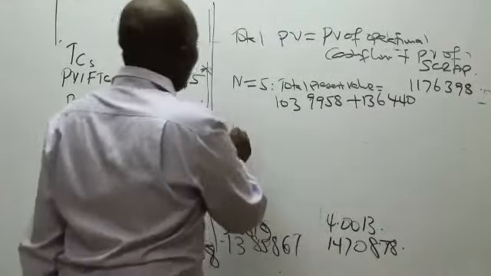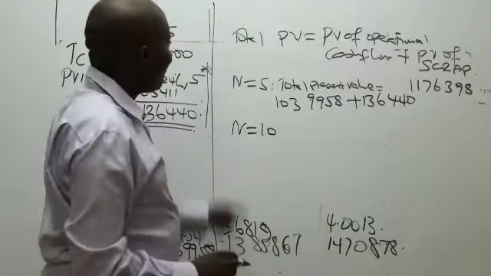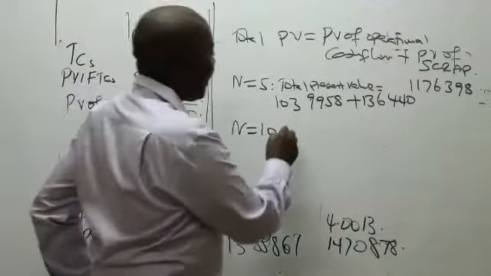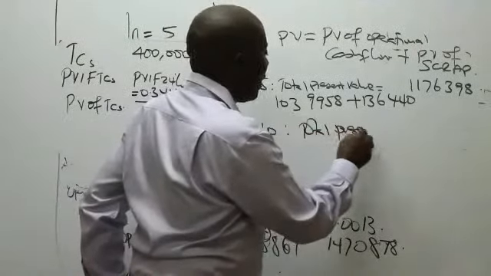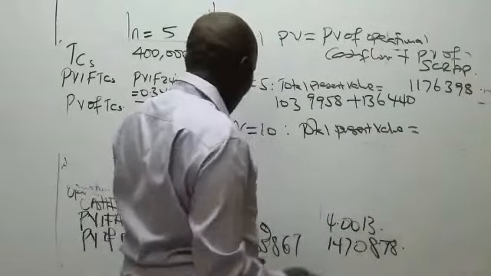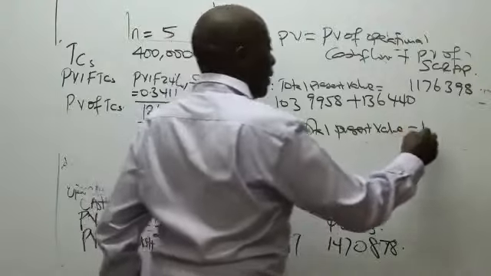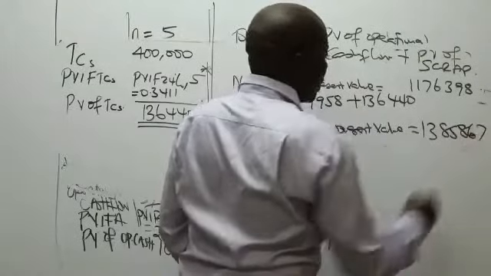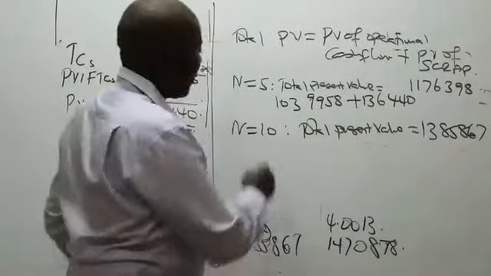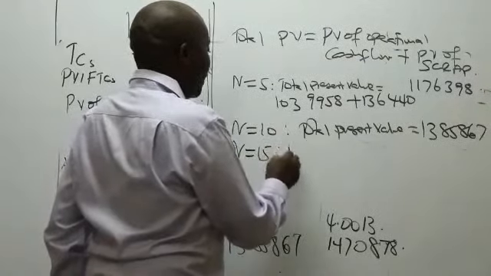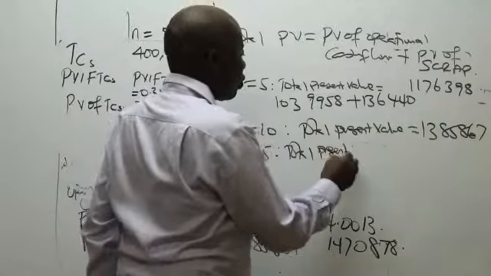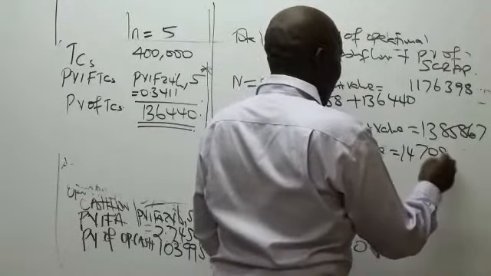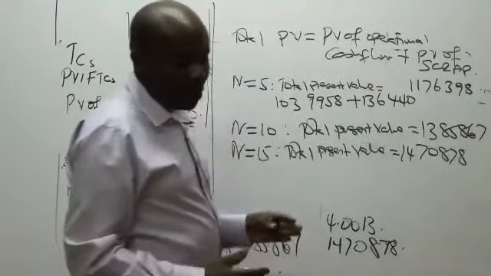How about the total present value when n is 10? When n is 10, fortunately, we know that we don't have scrap. When n is 10, the total present value remains just this that we had down here, 1,385,867. The same, when n is 15, the total present value will be equal to 1,470,878. Thank you, and thank you so much.